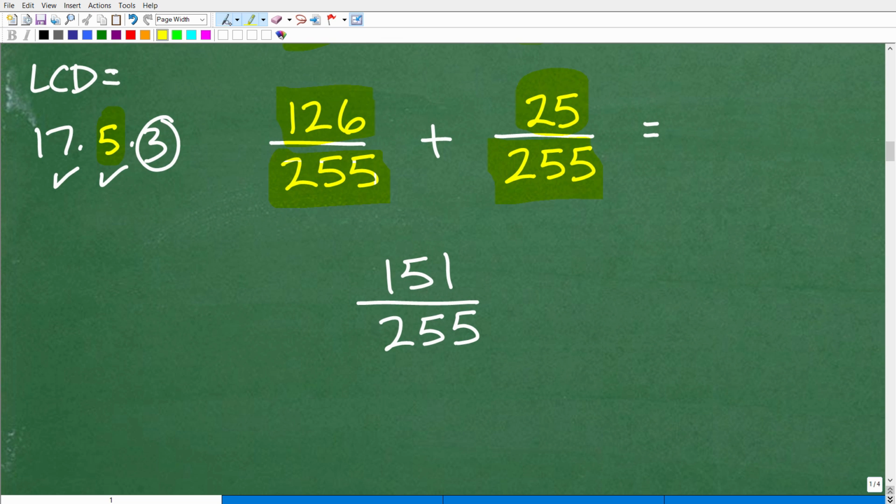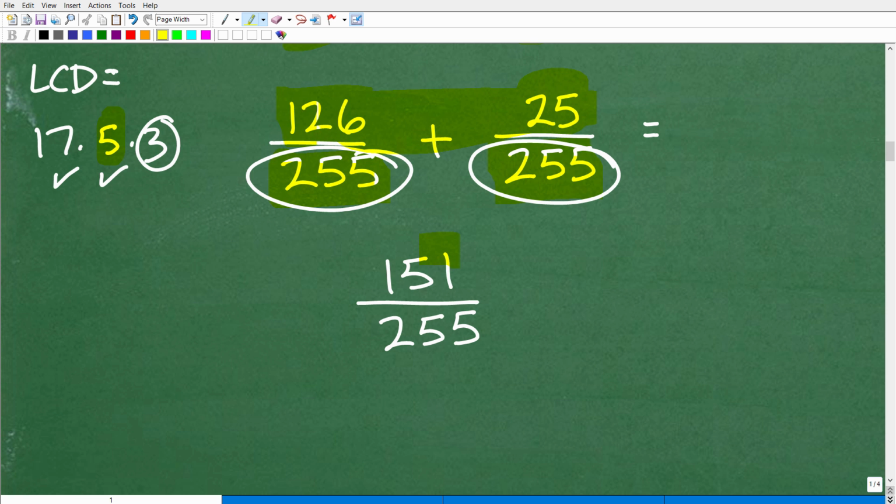Finally, we are ready to add these fractions because now we have the same denominator, that lowest common denominator. So to add these fractions, all I have to do is add the respective numerators. So 126 plus 25 is 151 over 255, and there you go.